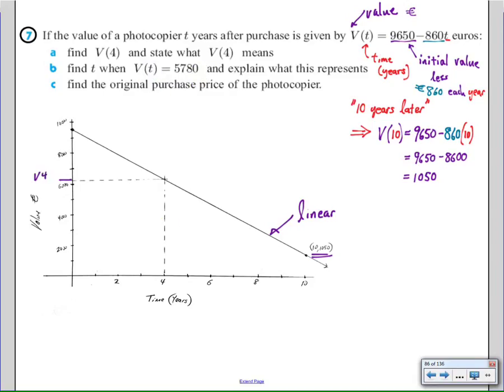It's asking me to find v of 4 and state what it means. I know that it's going to be probably over 6,000 for sure. I'm going to guess 6,200. Now I actually have to calculate v of 4, and we get this.